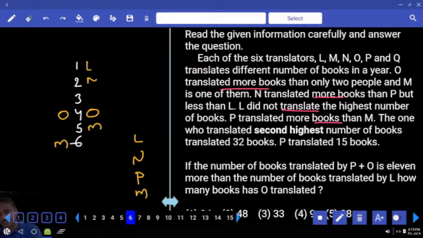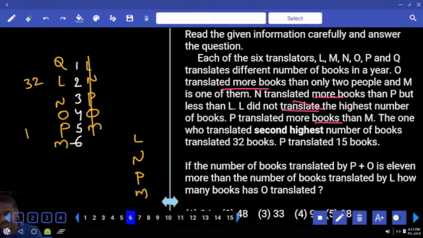And in the first 3 places, who must be there? L and P. Clear? L is not the highest. L cannot be highest, L cannot be here. Then here L is here. Then next one N is here. And P is here. Then who is left over? Q is here.